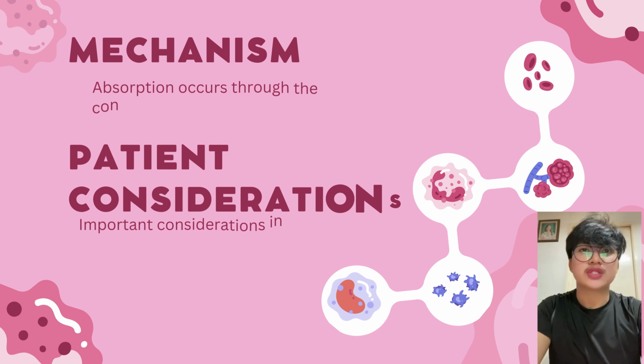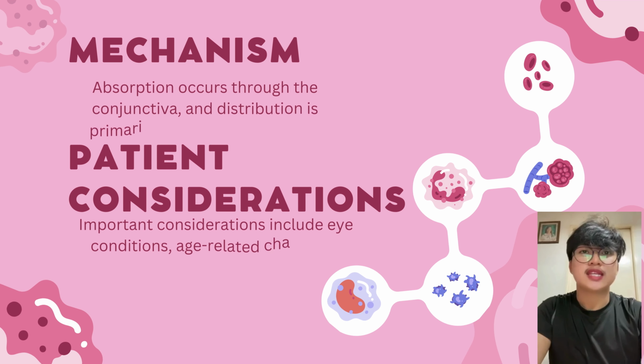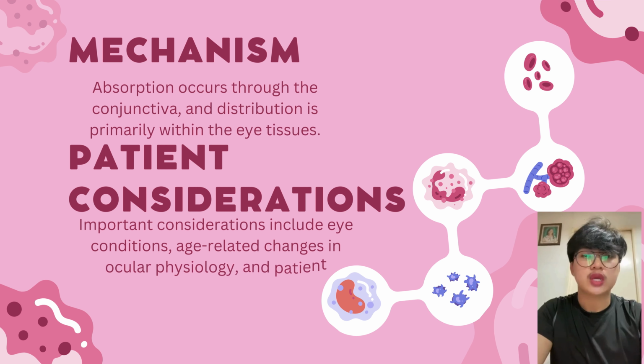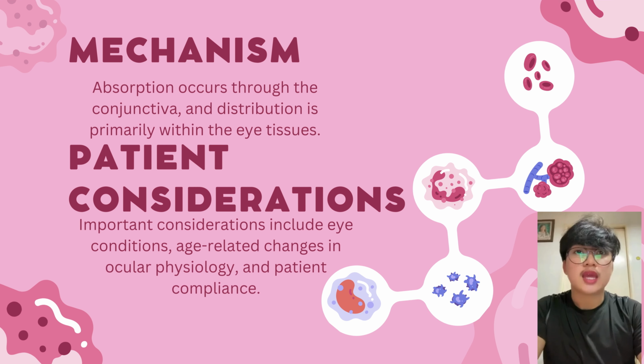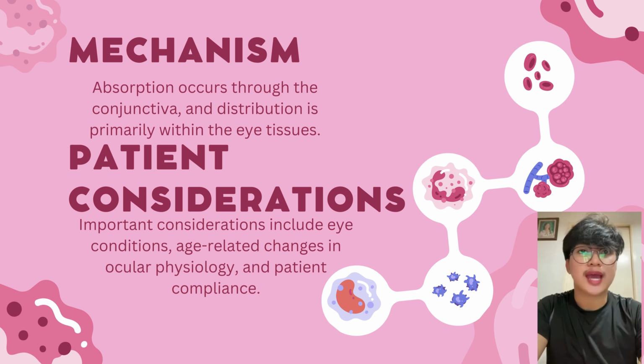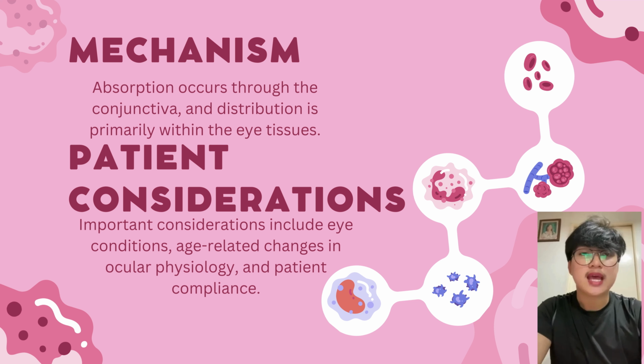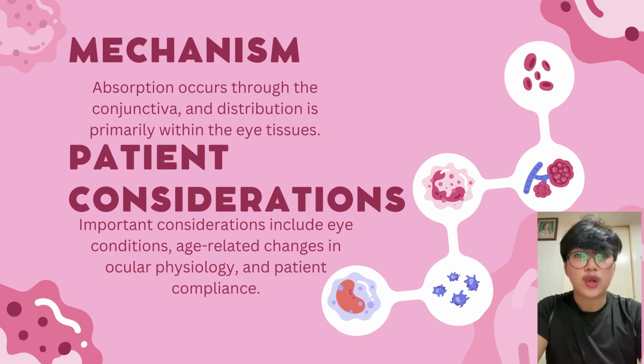Mechanism. Absorption occurs through the conjunctiva and distribution is primarily within the eye tissues. So the mechanism of this route is absorption by the eye tissues. Patient consideration. Important considerations include eye condition, age-related changes in ocular physiology, and patient compliance. This means that we need to consider if the patient has an eye injury or eye infections. Also, we need to consider if the patient is young, mid, or old.